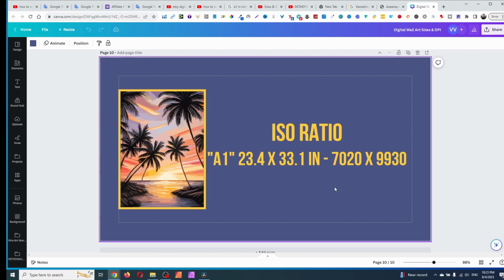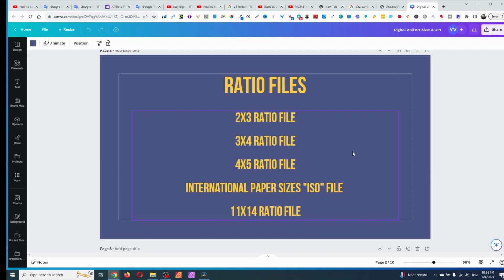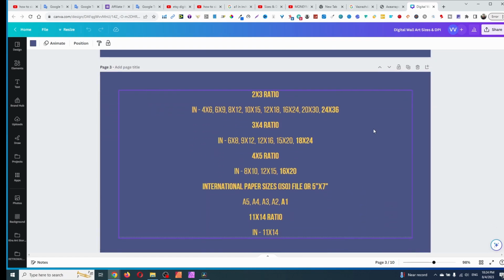But let's go one more time through the slides. I'm trying to keep this video very short and straight to the point. So we have 5 ratios: 2 by 3, 3 by 4, 4 by 5, international paper size, and 11 by 14. For any ratio we are offering different sizes, but we are taking the biggest one and creating our files on the biggest one. So we're going to have 5 files and they will be the biggest ones, and the customers can scale to smaller sizes.